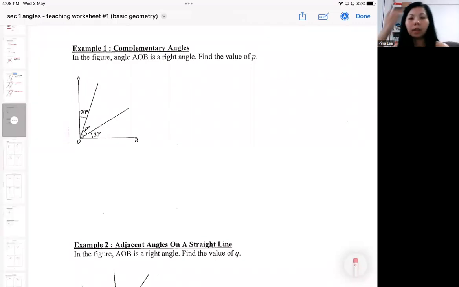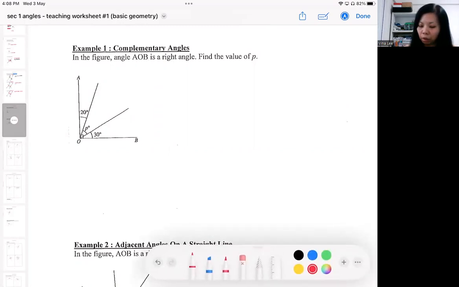Okay, so I already introduced you the basic properties. So I'm going to show you examples of questions that deal with the basic properties and how you present. And I already mentioned you will need to be writing your reason. So you got to write it in a bracket.